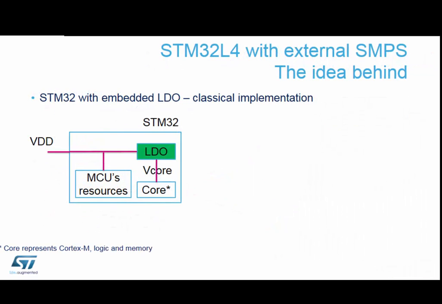So now let's take a look at what the hardware implementation of this feature inside STM32 is. Let's start with the classical implementation which you can meet in every STM32 which ST has in its portfolio. There are VDD pins which go inside the package of the MCU, and these pins directly supply some of the resources of the microcontroller. At the same time, this voltage goes to the LDO regulator. This regulator takes this voltage as an input and generates an output with a level of 1.0 or 1.2 volts. This voltage is called VCore, and it directly supplies the so-called core domain. We should understand the core domain as not only Cortex-M, but also part of the logic and also the memory, including the flash memory. So in fact, this is a huge part of the microcontroller.